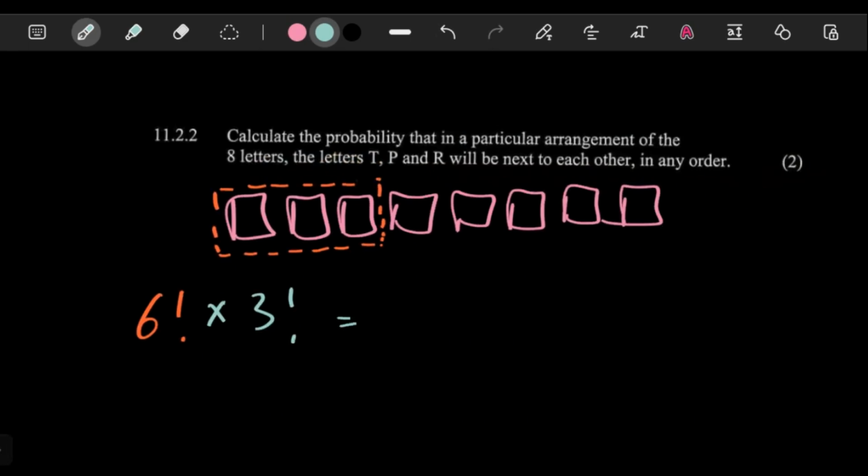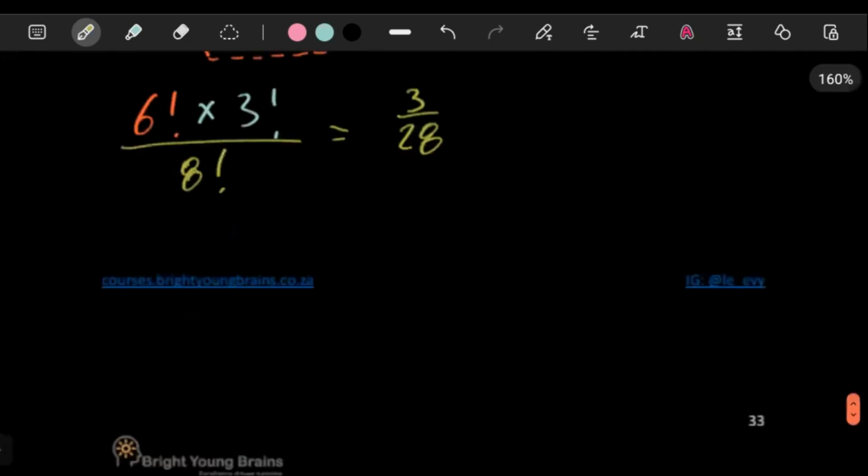But now they say they want the probability of that happening. So this is where we have to be careful. These are the arrangements, but the total number of arrangements without any restrictions is 8 factorial. So whatever the number of outcomes here, we have to put over 8 factorial, which in this case is giving us 3 over 28. Moving on.